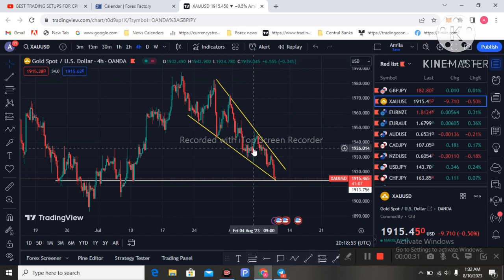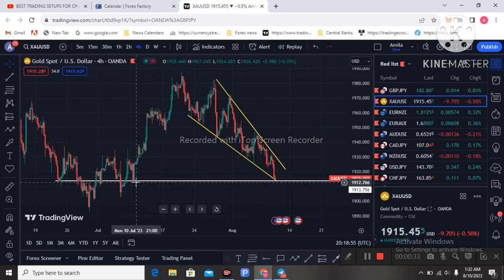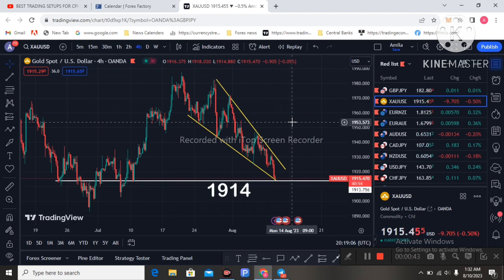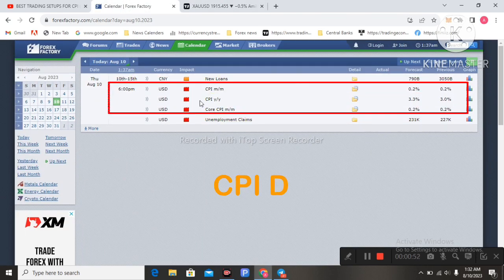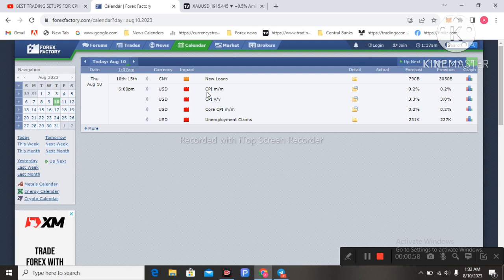This is the technical picture, and see that this level, the yellow-white line at 1913, 1912, is the best buy zone for gold. That is the technical picture in gold. So I am going to analyze with the 10th August CPI data. How is gold trading going to go with this important economic event, the USA CPI data?